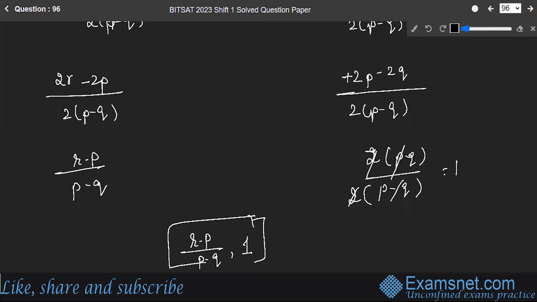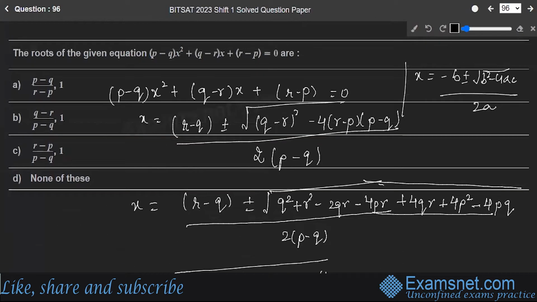So this is the answer to the question, and you have option C as the right answer. Hope you understood this. Next is question number 97.